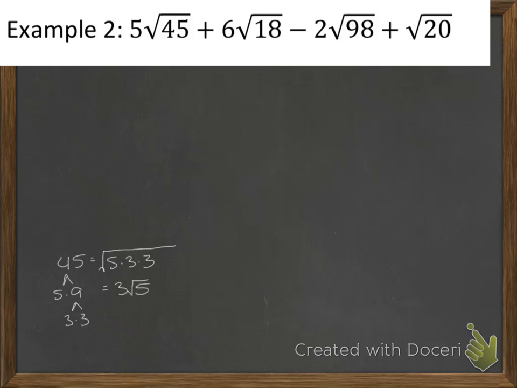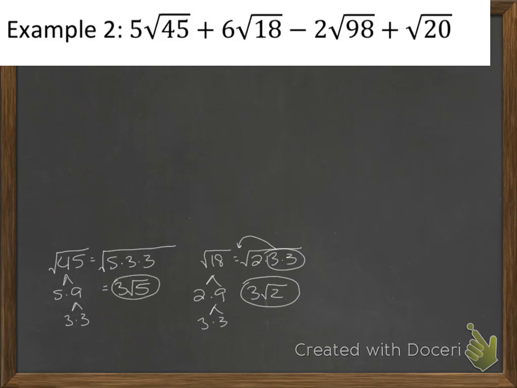Okay, so we can rewrite the square root of 45 as 3 square roots of 5. We already did the square root of 18, but we'll do it again. Remember, 18 is 2 times 9, and 9 is 3 times 3. So we have 2 times 3 times 3. We have a pair of 3's, so one of the 3's escapes. So we can rewrite this as 3 square roots of 2.